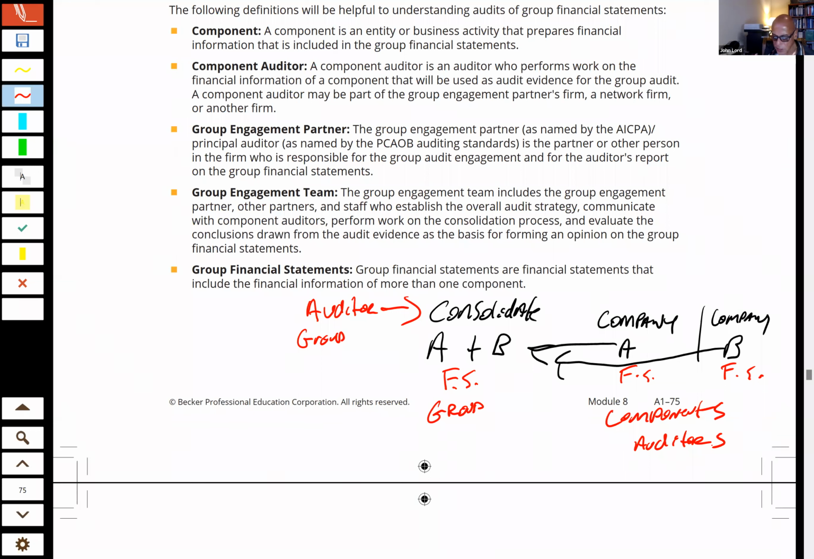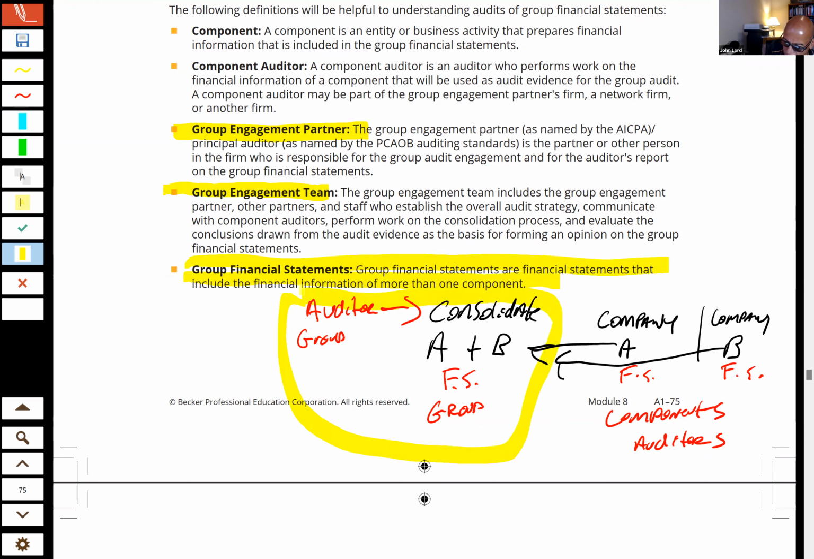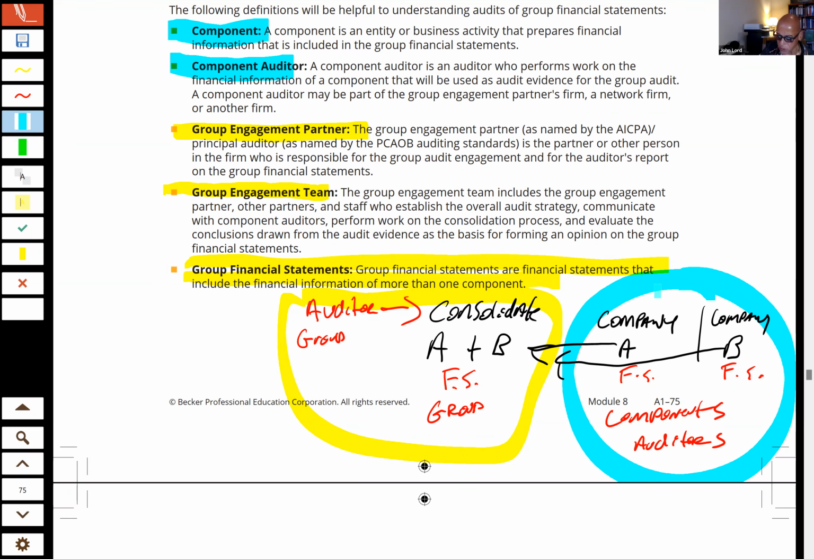Okay. Now, that's just to give you a visual. We have the group engagement partner. The group engagement partner sits there and leads the group engagement team. And they will be the auditors that are responsible for the group financial statements. That's all this down here, right? And then we have the components and the component auditors. These are the people that are responsible for these components.